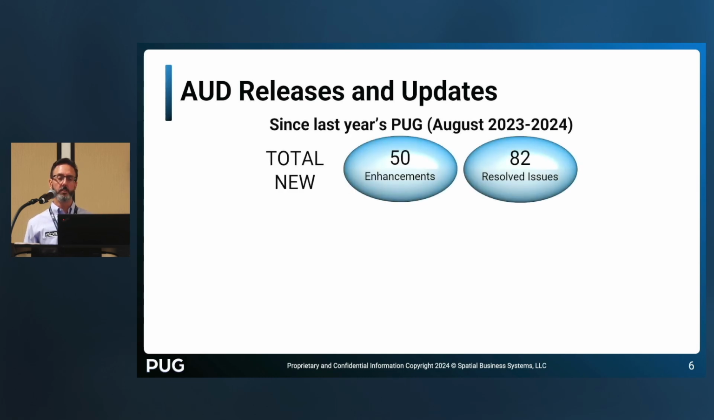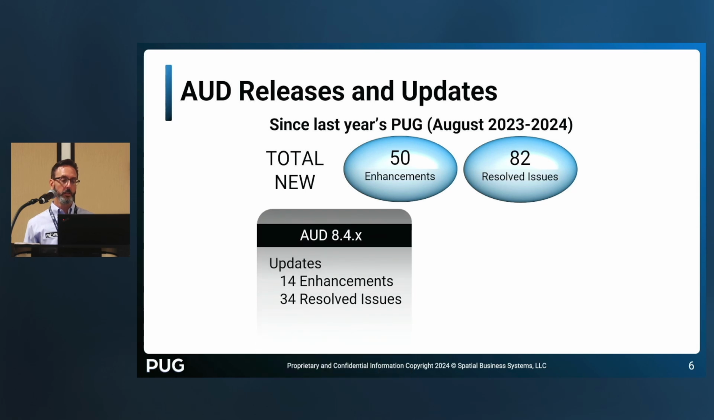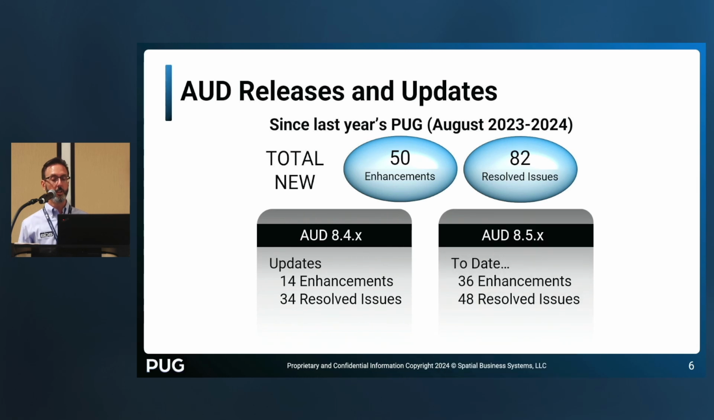Since last year's PUG, those updates have included a total of 50 new enhancements to the product and 82 resolved issues. So the numbers for 8.4 were 14 of those enhancements were backported to 8.4, so customers using 8.4 could benefit from those, and 34 fixes were backported. For 8.5, we implemented 36 enhancements for that release, including the updates, and resolved 48 issues on that release. And of all that, it's a little subjective what you might consider a major new feature, but there's about, say, more than 5 or so major new features in those enhancements.